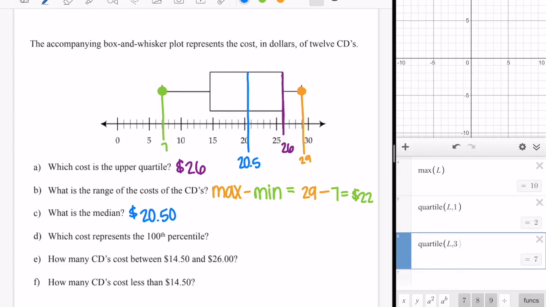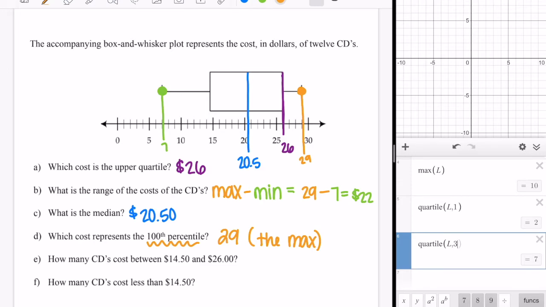Okay, now which cost represents the 100th percentile? Well, let's go back to when we were talking about those percentages. So this would be the 25th percentile, this would be the 50th percentile, and this would be the 75th percentile, because each one is 25, right? So if we're just adding those up, that would be 25, 50, 75, and this one would be 100. So that value is at your maximum, which is 29. So again, the 100th percentile just means the maximum.